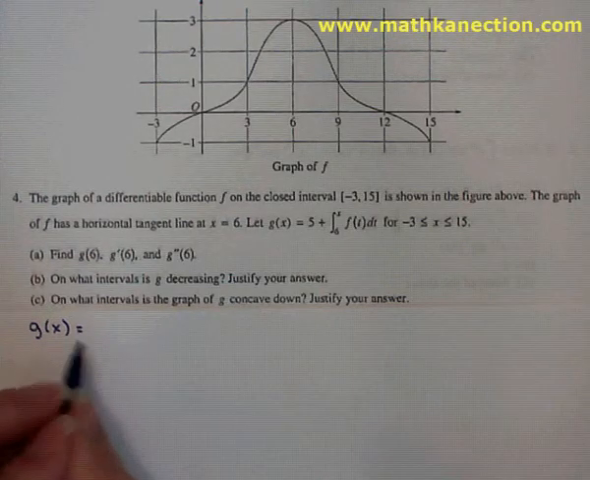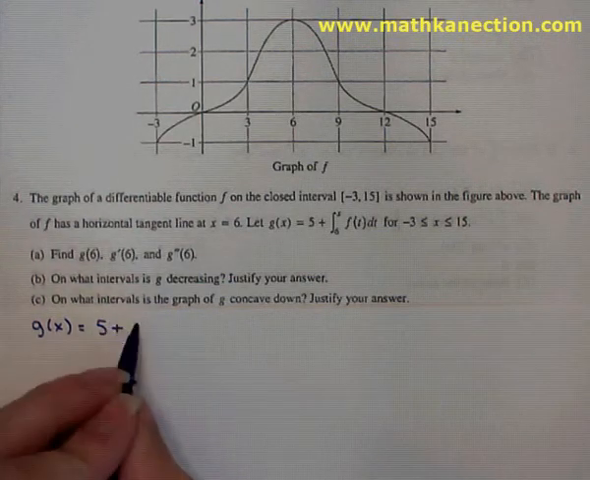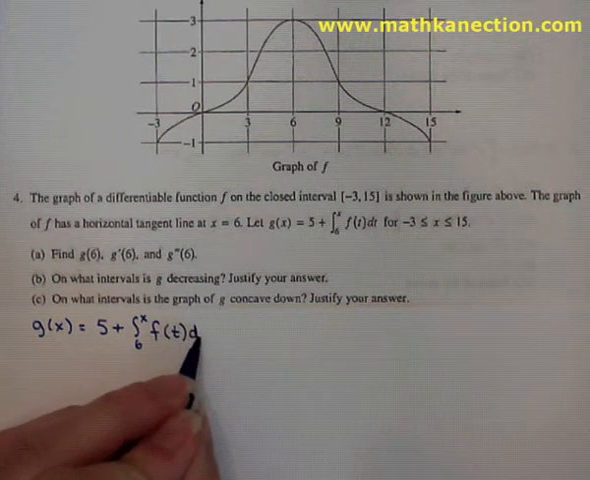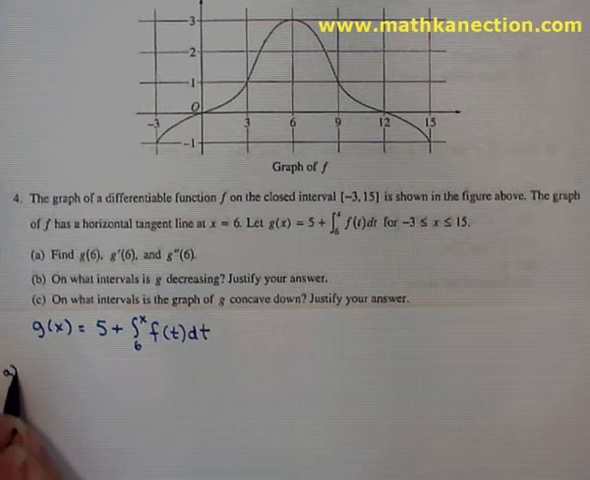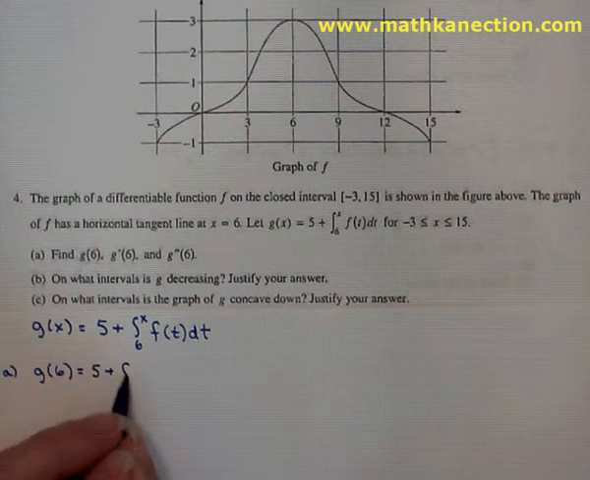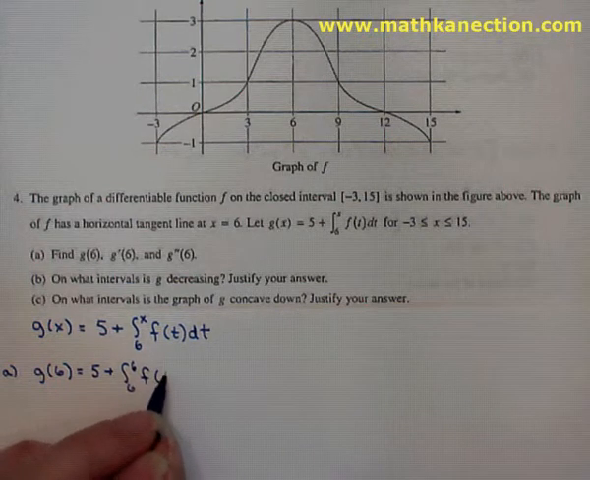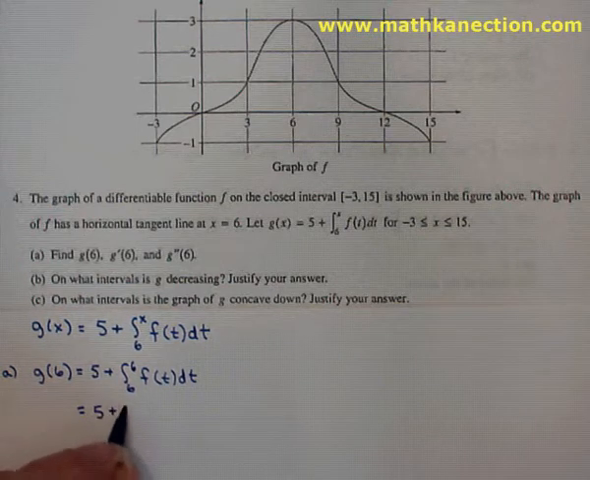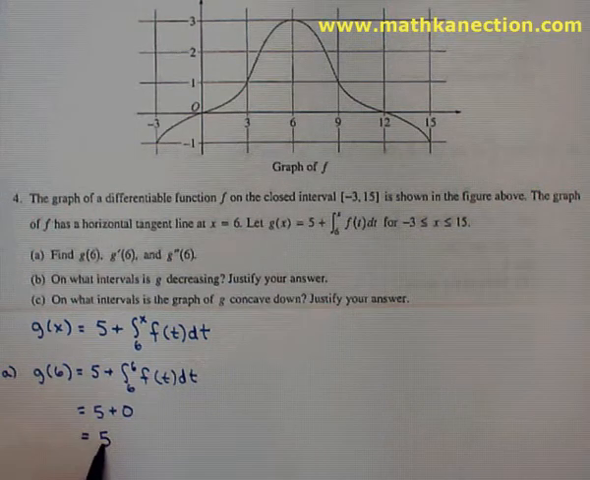To find g of 6, since g of x is defined as 5 plus the integral from 6 to x of f of t dt, we're placing in the value of 6 for x. So g of 6 is equal to 5 plus the integral from 6 to 6 of f of t dt. The integral from a number to itself is just going to be 0. So we have 5 plus 0, which is just 5. So g of 6 is 5.